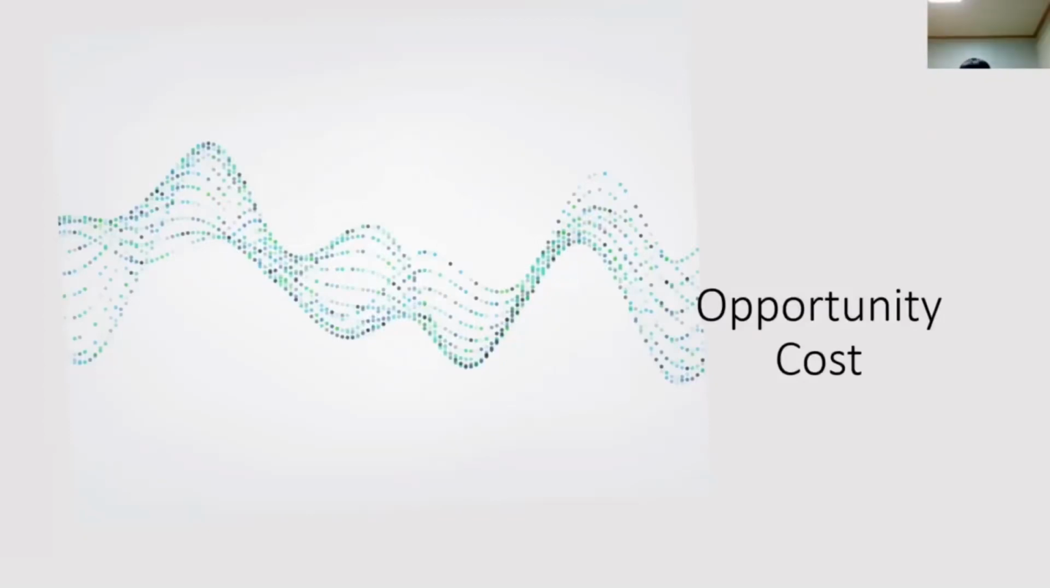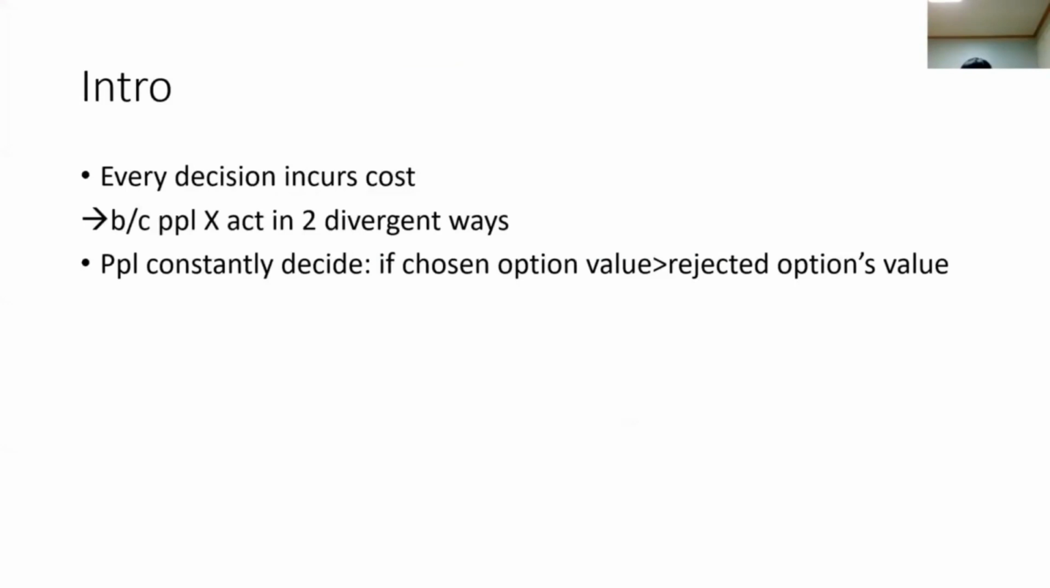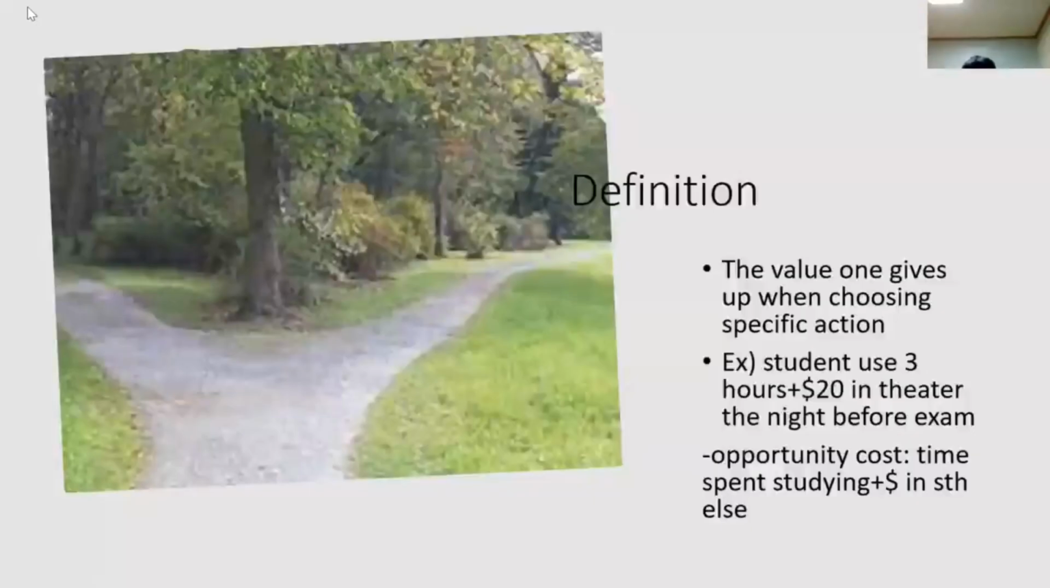Hello, and I'll talk today about opportunity cost. When every person makes a decision, a cost is incurred. This is because people can act in two divergent ways, and therefore people constantly have to decide whether the value of the choice they made is greater than the rejected option's value. So, the correct definition of opportunity cost is the value one gives up when choosing a specific action.